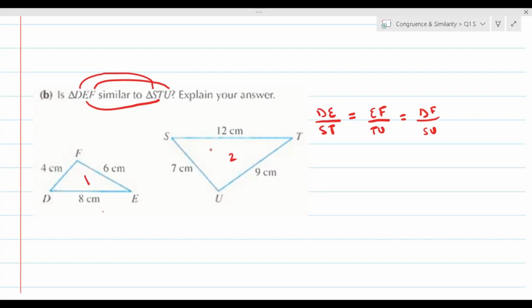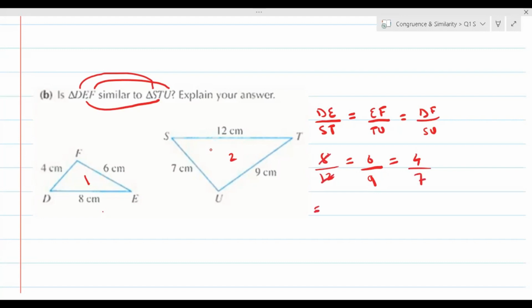So now DE is how much? DE over here is 8. So we'll write 8 over ST is 12 equals EF is 6 upon TU is 9 equals DF is 4 and SU is 7. अब इनके रेशियोज को हम कंपेयर करते हैं सिंप्लीफाई करके.